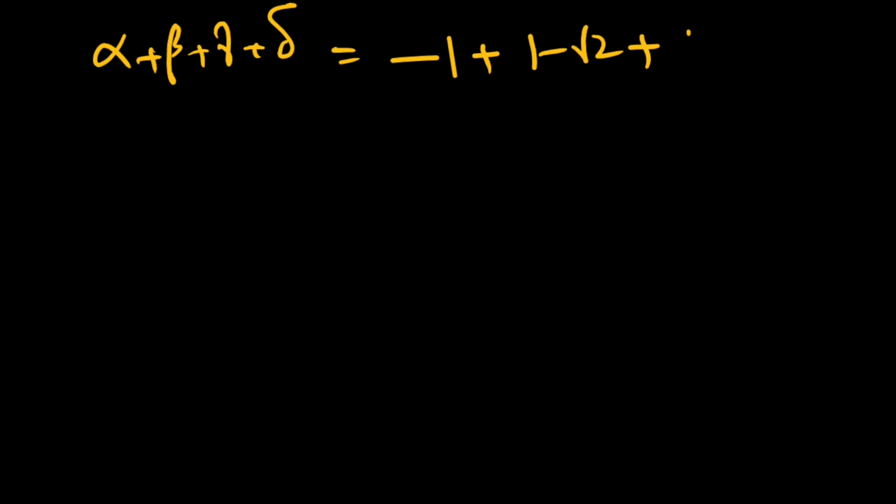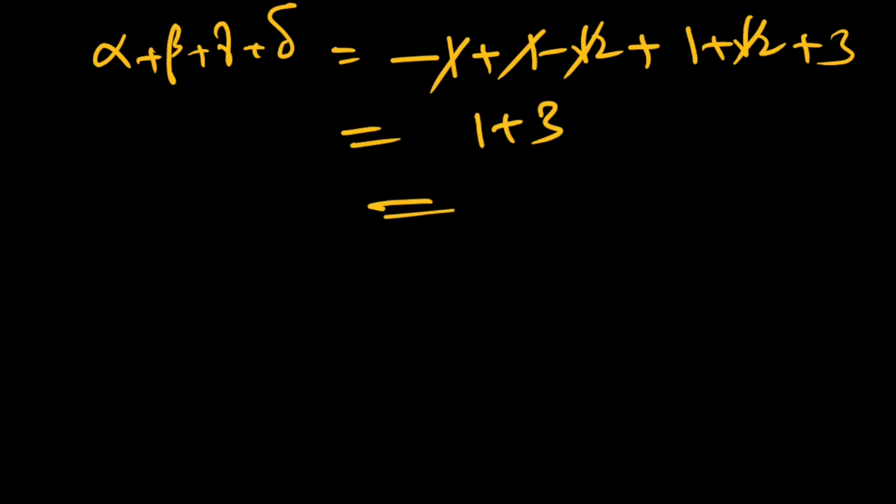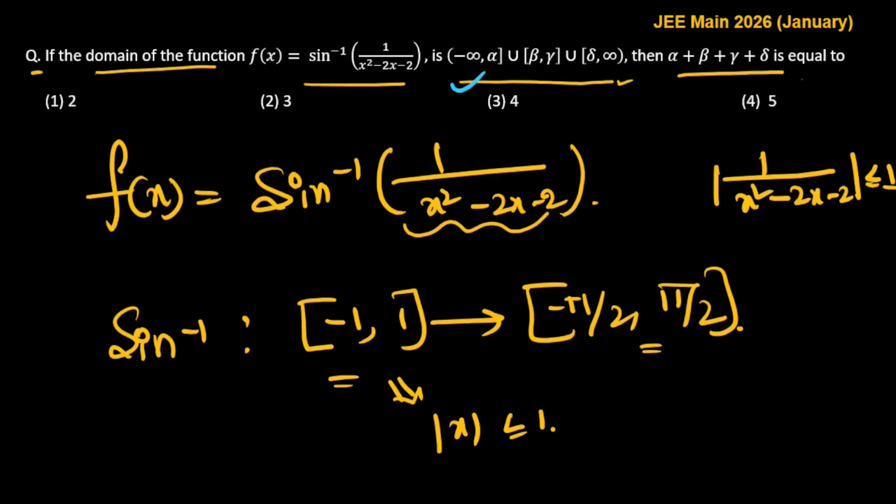And the question asked what is the value of alpha plus beta plus gamma plus delta. So we put the values of alpha, beta, gamma and delta. Therefore alpha is minus 1, plus beta is 1 minus root 2, plus 1 plus root 2, plus 3. So these are cancelled, these are cancelled. That means 1 plus 3 are remaining, that is actually 4. So this is the answer. We see option 3 is the correct answer, that is 4.